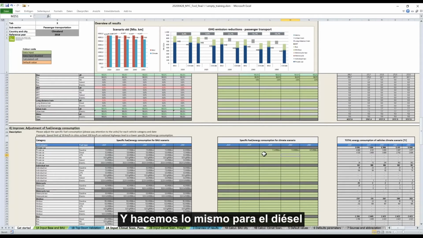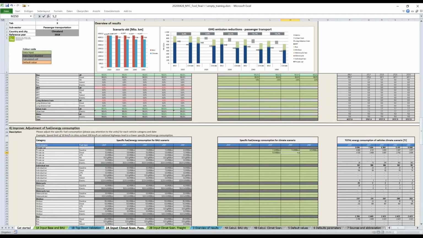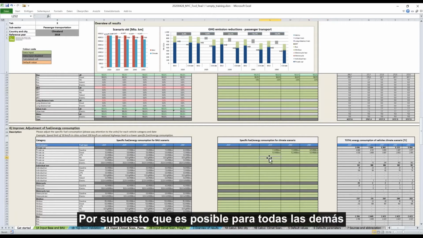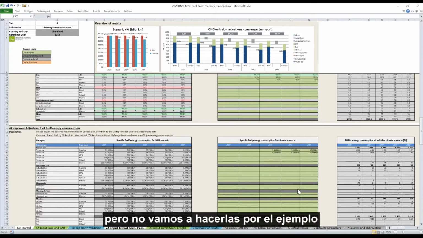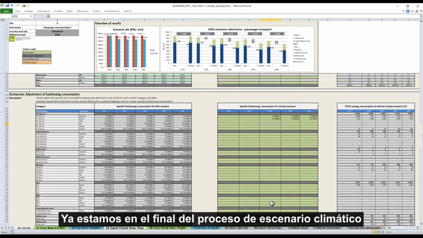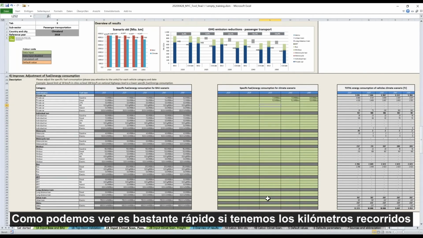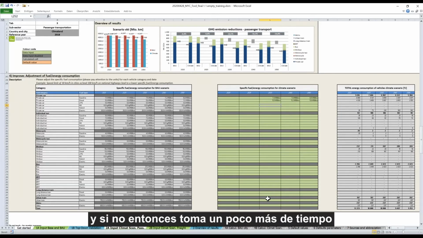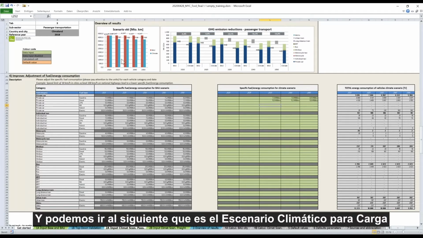And maybe we do the same for diesel. And we say 5.5, 5.2, and 5. So, of course, it's possible for all the other ones. In order to be short, I don't do the rest. So you're at the end of your climate scenario passenger. As you can see, it's very quick if you have already the kilometers. So if you have the transportation model, if you don't, it takes a bit more time. Here you can see the results that you have. And we can go to the next, which is the freight scenario.